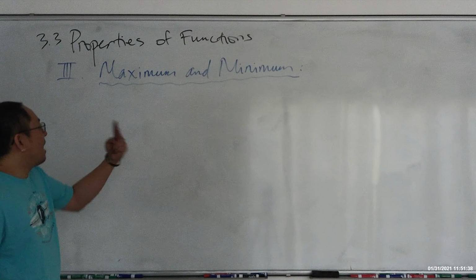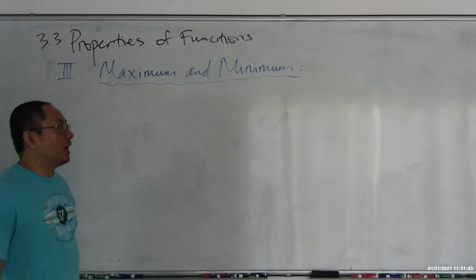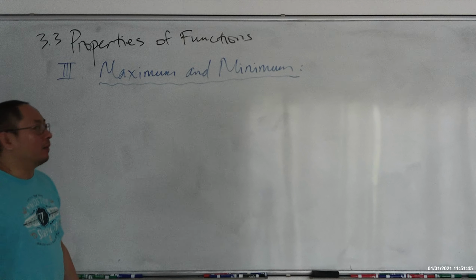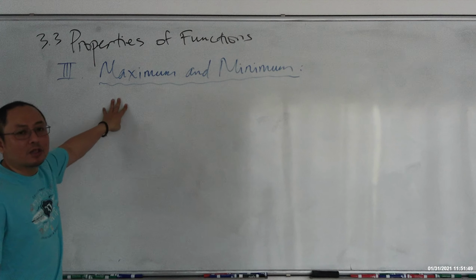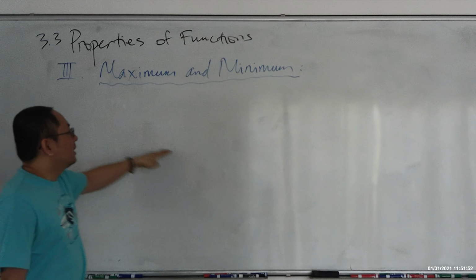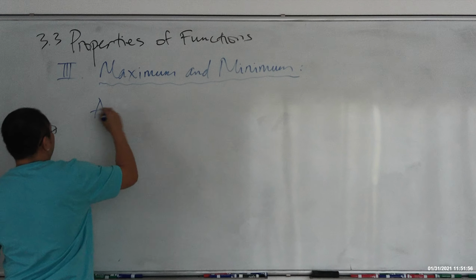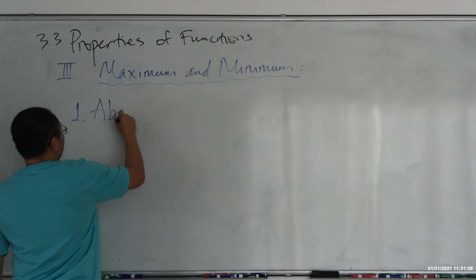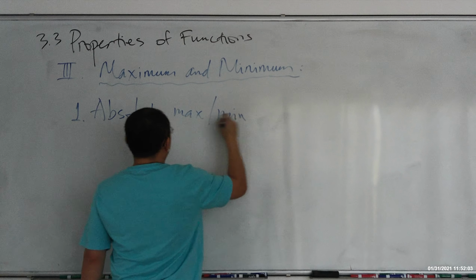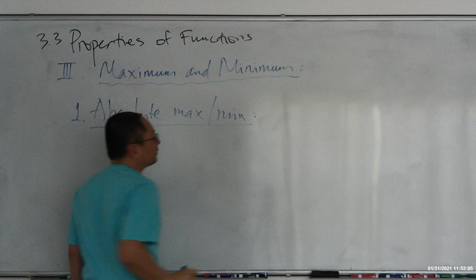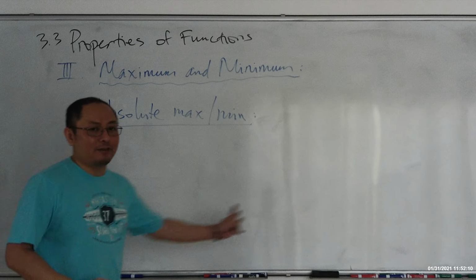So we have two types of max and min. Whatever you learn for max, you can apply the same way for min by similarity. But we have two types of max and two types of min: absolute max or local max, and then absolute min or local min. Okay? Let's talk about absolute max or min first. To talk about absolute max or min, you have to look at the entire function.